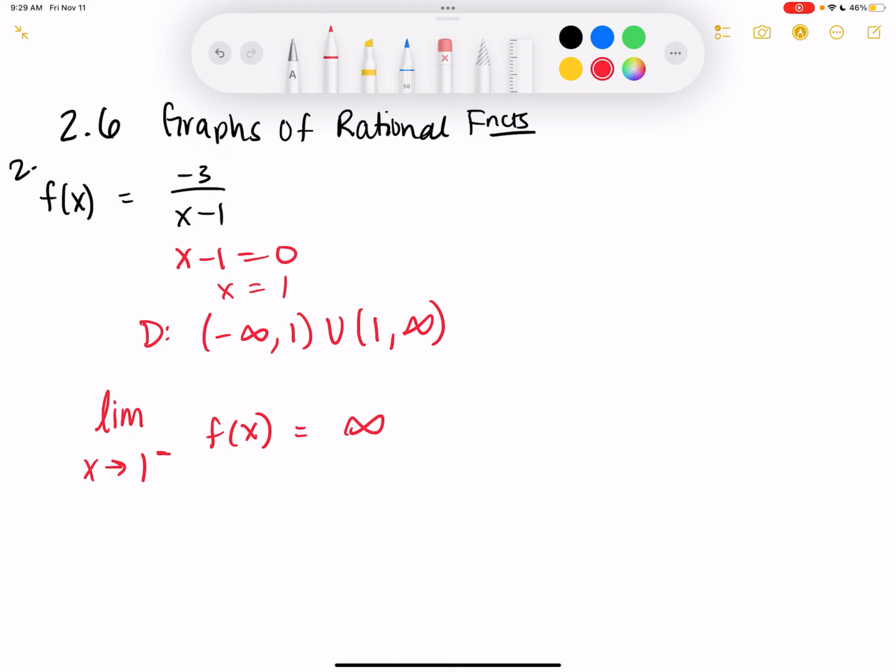So that's from the left. We need to also do it from the right. The limit as x approaches 1 from the right, so we put a positive sign up there, of f of x. So if you have 1.001, for example, minus 1, it's positive on the bottom, negative on top, so it's going to negative infinity.